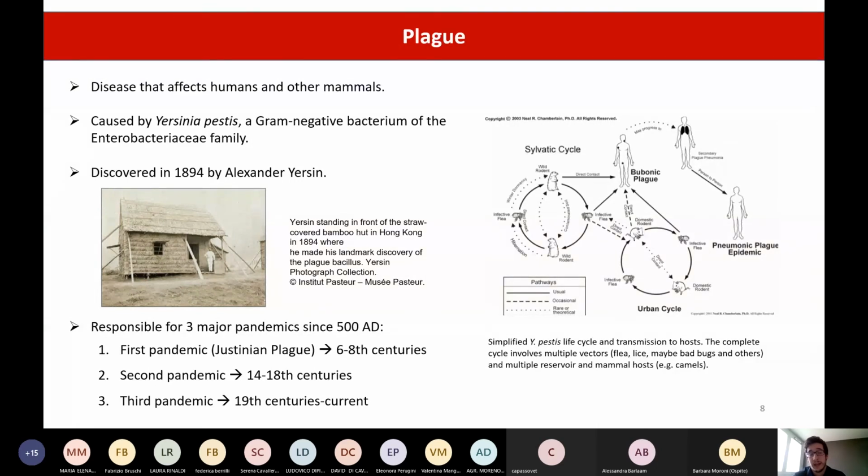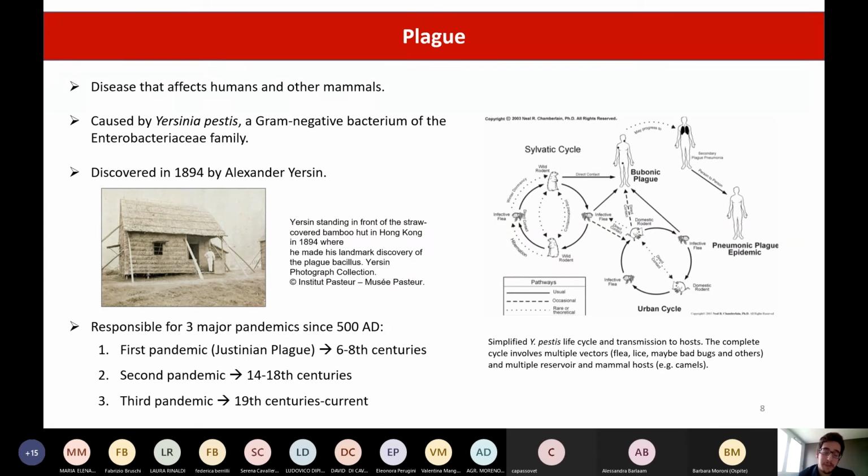It is caused by a gram-negative bacterium called Yersinia pestis, which was discovered in 1894 by Alexandre Yersin. Here you can see him outside his wonderful laboratory in Hong Kong, where he first detected Yersinia from a plague victim.